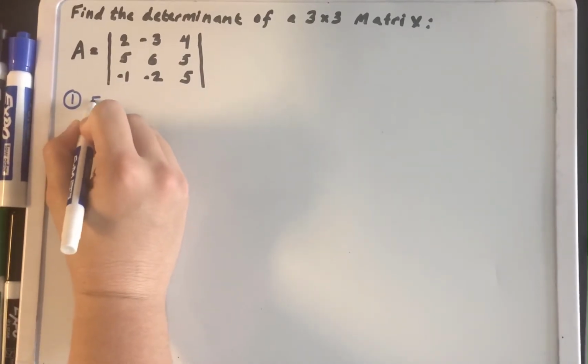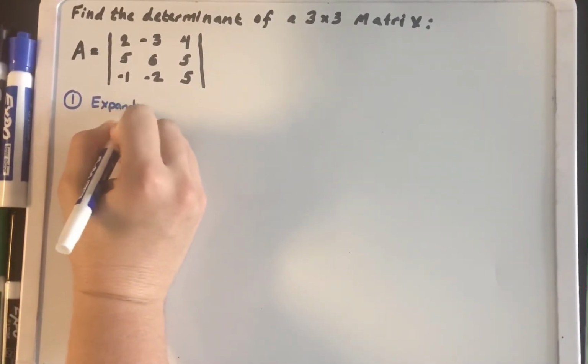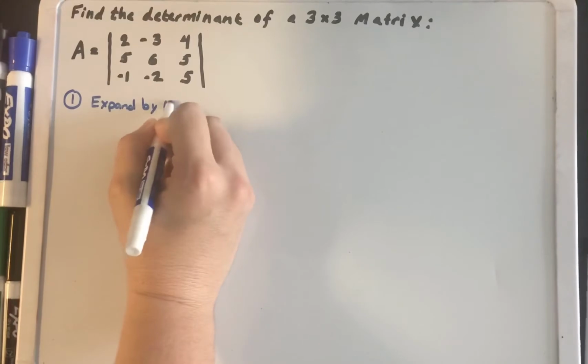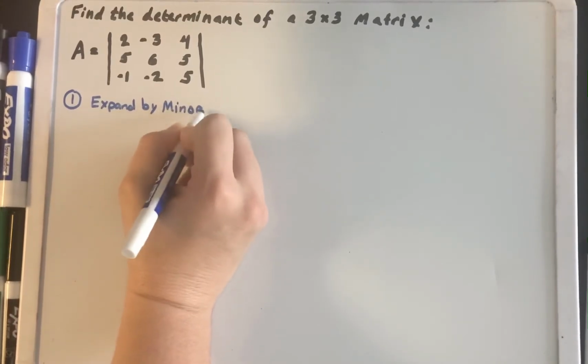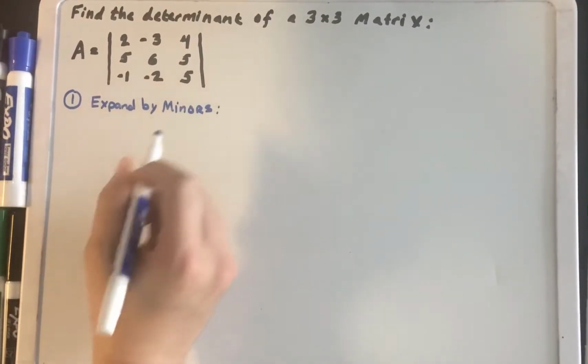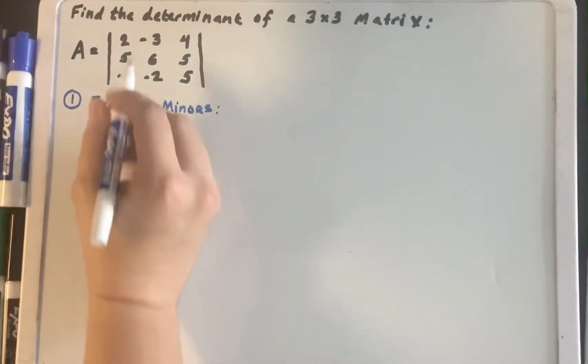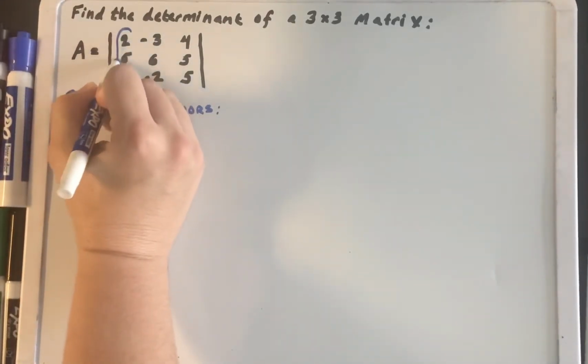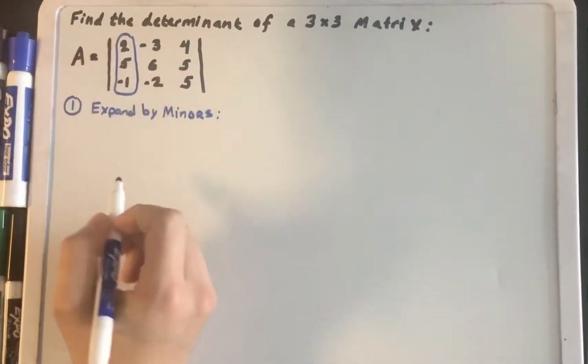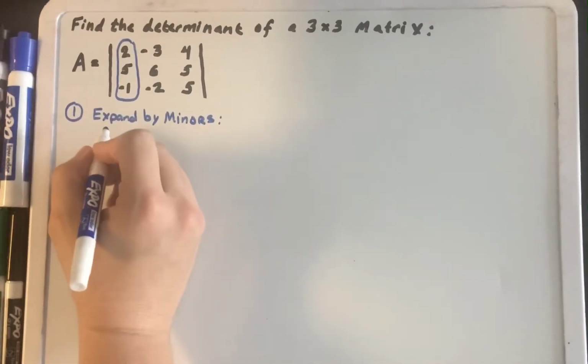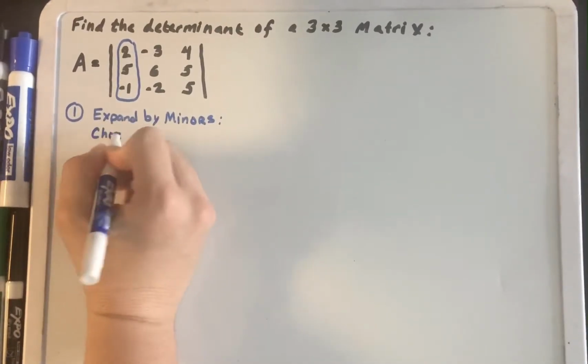To expand by minors, the basic idea is you need to pick a row or a column about which you plan to expand. So for example, let's suppose that you decide to choose the first column here of this 3x3 matrix. So you make your choice. I chose the first column. You could choose any column or any row.